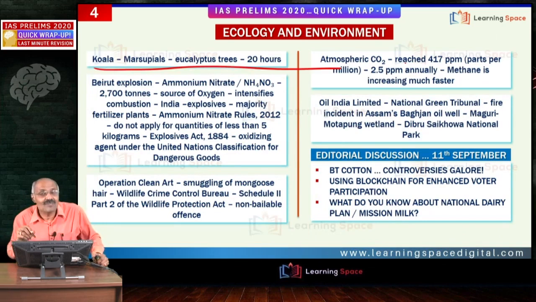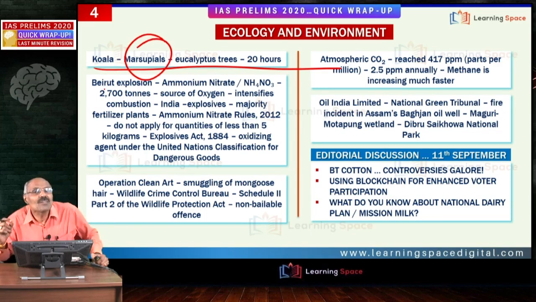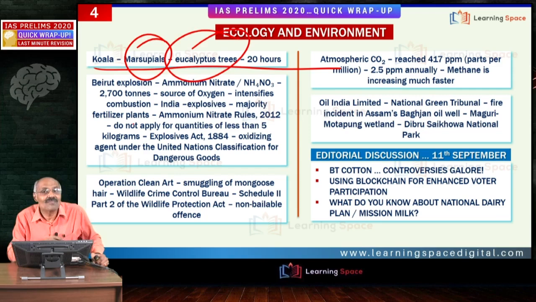Friends, koalas. And in the next class, I will talk about panda, red panda, all those species. And koalas are endemic to Australia, please don't forget. These are marsupials, just like a kangaroo. Their food is eucalyptus trees. They sleep for around 20 hours a day. Friends, this is most important because in the recent fire, unfortunately, several koalas perished.